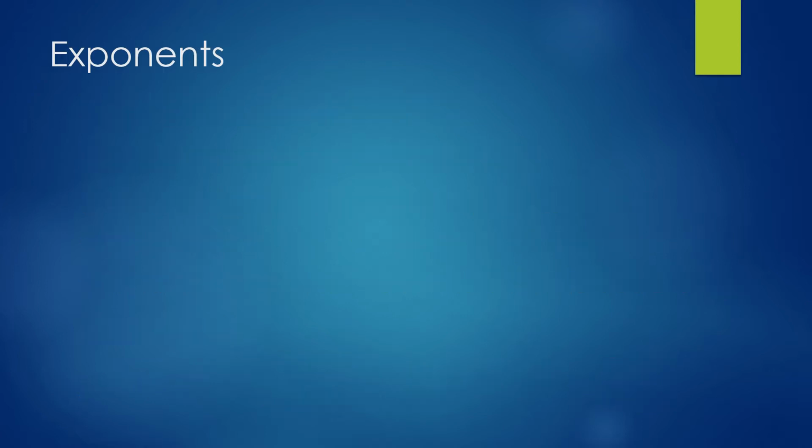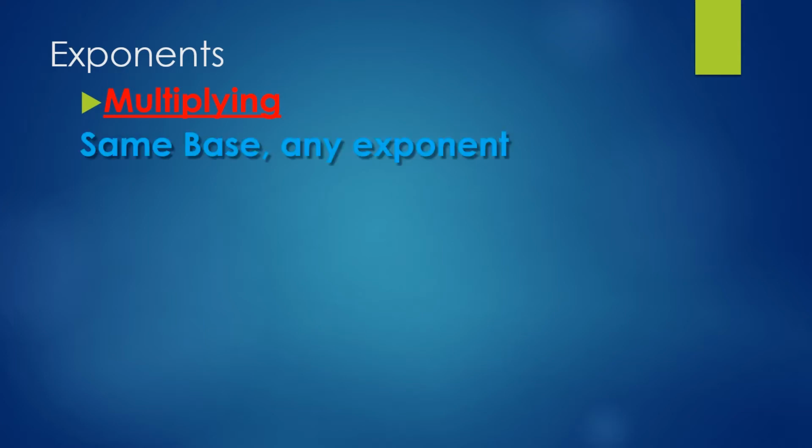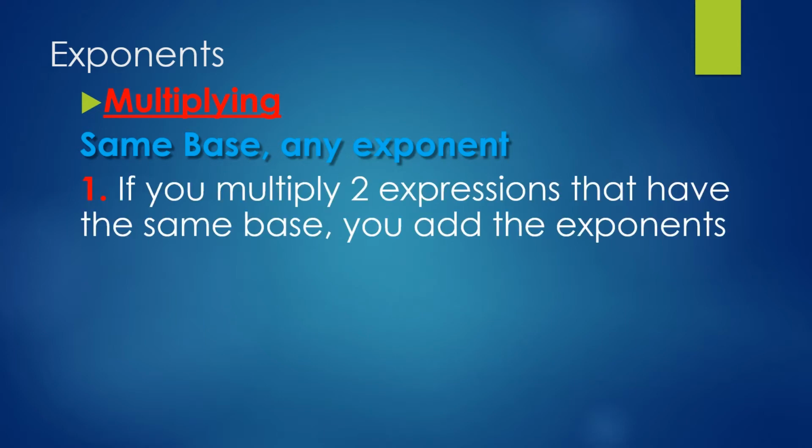Next, we'll look at multiplying bases with exponents. In this case, we should have the same base, and you can have any exponent. They don't have to be the same. So if you multiply two expressions that have the same base, you add the exponents together, but you leave the bases alone. So, for example, if you have b to the third power times b to the third power, we're going to leave those bases alone and just add the exponents.